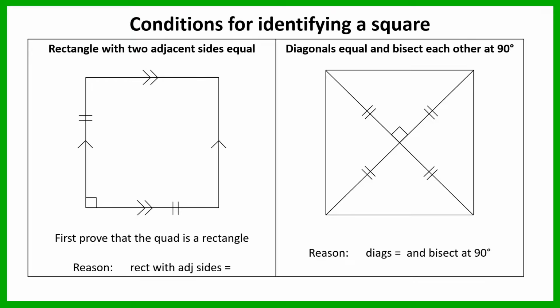But once again, there's another way of proving that a quadrilateral is a square if you know about the diagonals. If you know that the diagonals are equal to each other and that they bisect each other at 90 degrees, so they're perpendicular, then you can prove that it is a square as well.